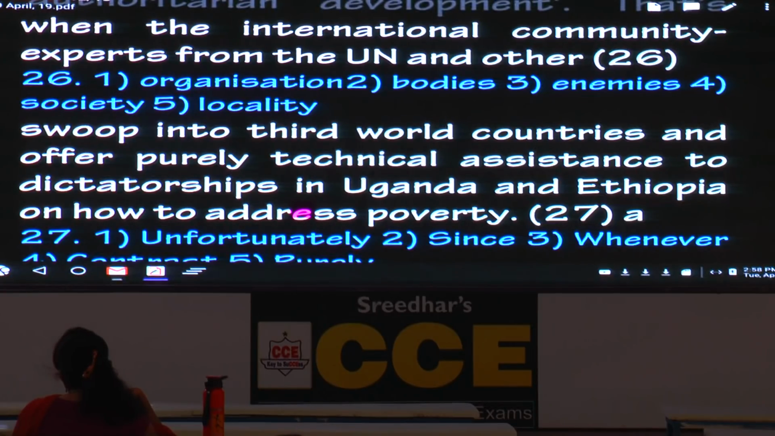But bodies, here body means what? Organization, not the physical body. Enemies, not relevant. Other words are not in the plural form. So what is the answer here? Other bodies swoop into third world countries. Swoop into means go to a particular place.